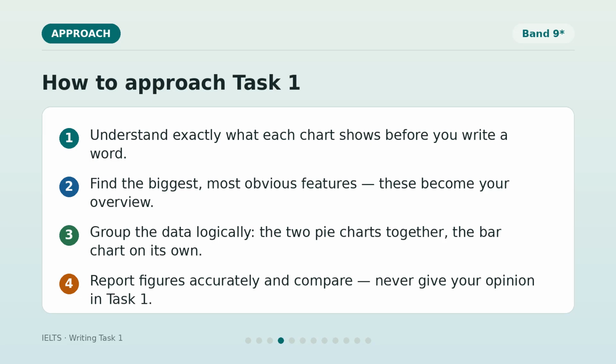Before writing, follow 4 steps. First, understand exactly what each chart shows. Second, find the biggest, most obvious features. These become your overview. Third, group the data logically, the 2 pie charts together and the bar chart on its own. Fourth, report figures accurately and make comparisons, but never give your opinion in Task 1.